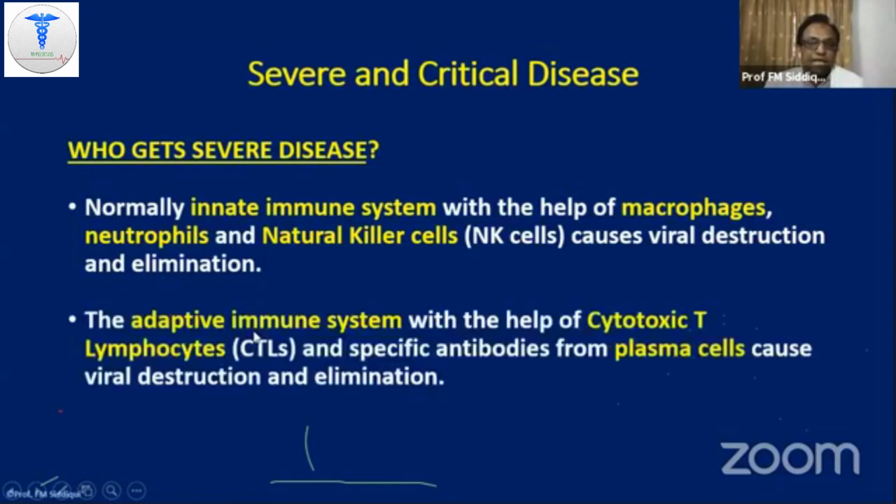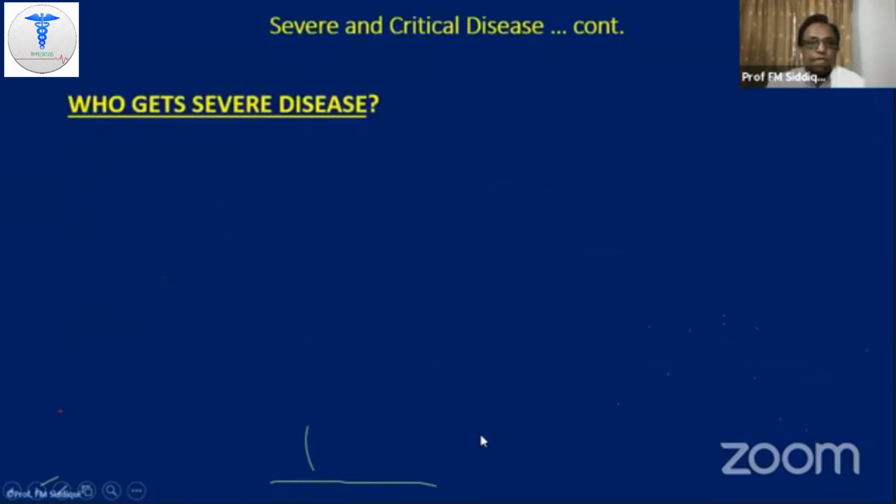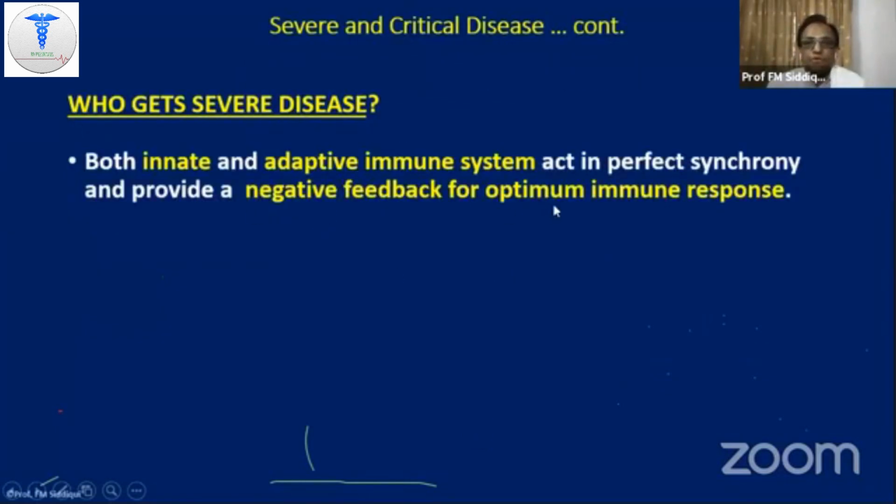Then also comes the adaptive immune system. There are two arms of the adaptive immune system. One is cytotoxic lymphocytes, another is plasma cells producing antibody. When both these systems, innate and adaptive, work together, they work perfectly in synchrony. And after completion of their job, they provide a negative feedback for optimum immune response.